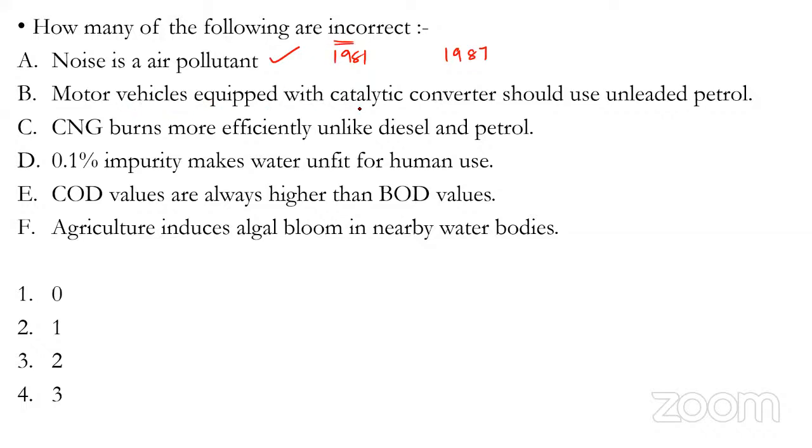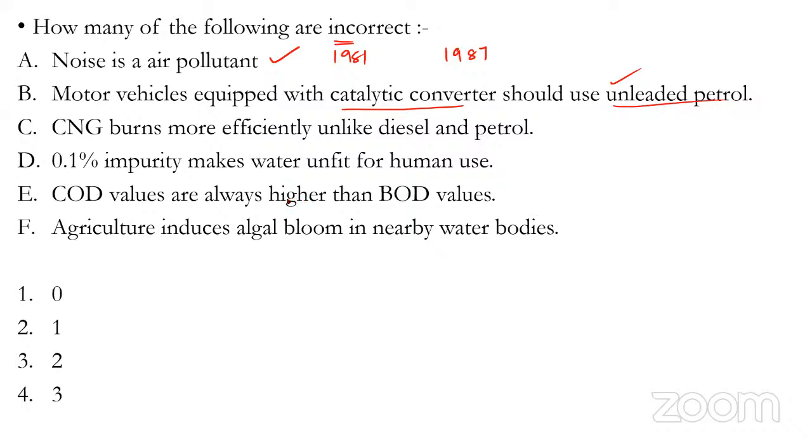Motor vehicles equipped with a catalytic converter should use unleaded petrol. Correct. We saw just now that a catalytic converter contains metals such as platinum, rhodium, etc. And use of leaded petrol in it is going to bring down its efficiency. So this statement is also correct.